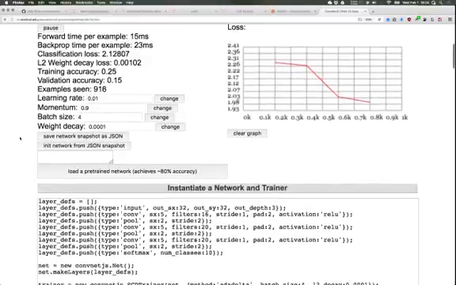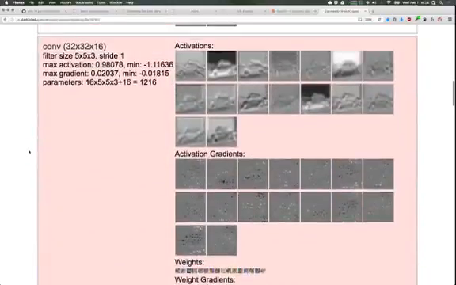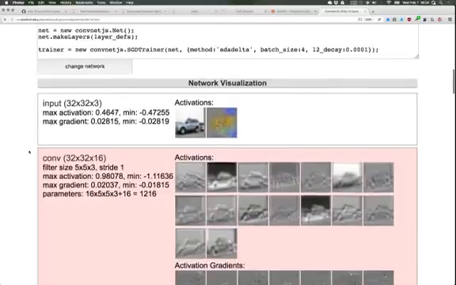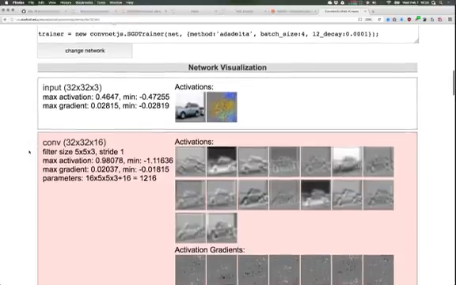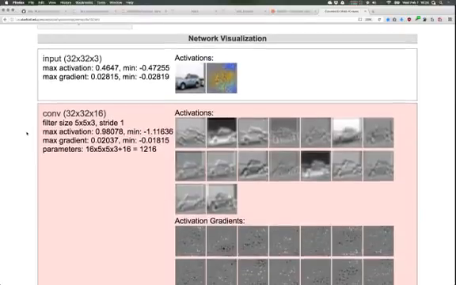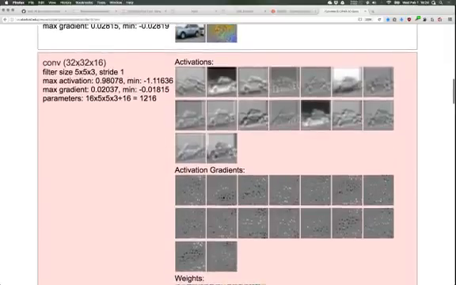Okay, so there is a way to preload. This is an interesting demo where they're showing the input image and the activations that you see at each layer. For example, let's focus on the first layer. The layer's dimension is 32 by 32 by 16, which means there are 16 filters. These are the activations of the filters. Let's ignore the gradients, because those are what you get when you do a backward pass.